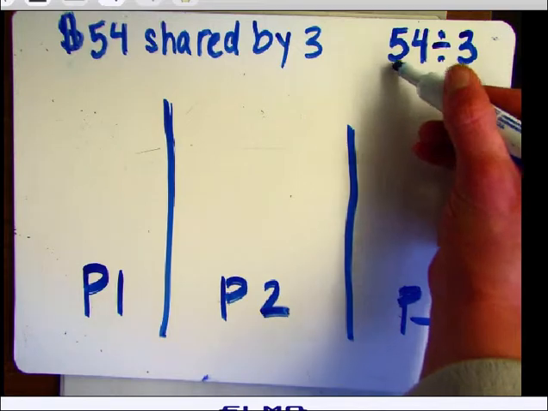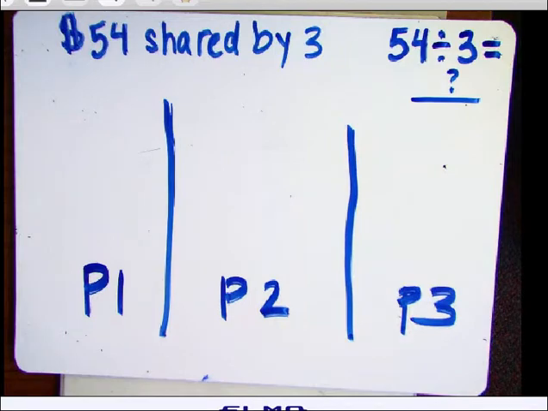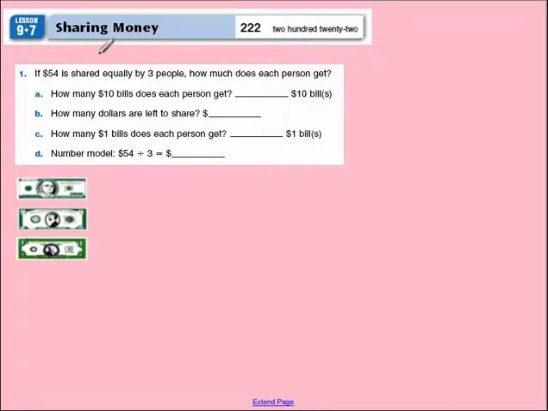So here's my number model. 54 divided by 3 is equal to what? We're going to find out. So my first question, if I switch back over here, how many $10 bills does each person get? So I'm going to be giving $10 bills out, and if you think of it first, how many $10 bills are there in $50? If we have 50 and we divide it by 10, we know that we can use our basic facts for this, and 10 goes into 50 5 times. So that means that I total have 5 $10 bills to give away.